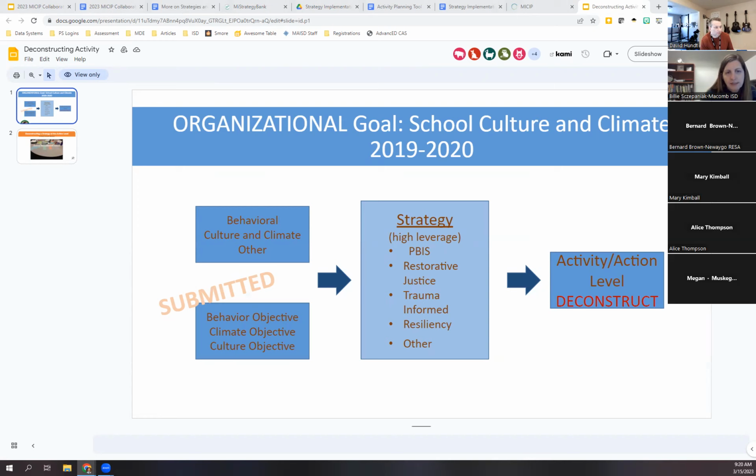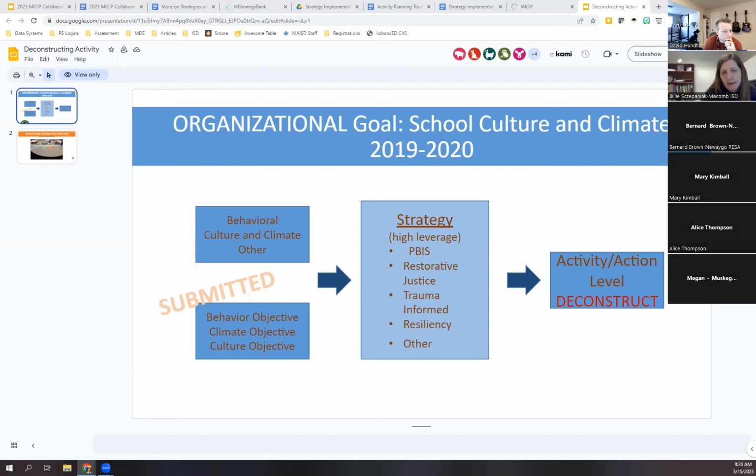So this district was looking at some different climate and culture goals. They ended up breaking it down to 3, picking one of these 3 strategies. I can't remember now what exactly they went with, but one of these was their goal area. And then they were going to go with a strategy. So let's just say they picked PBIS, right? This was while they were still working through what they were going to do.